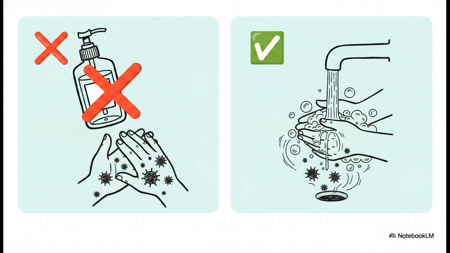Sorry. C. diff creates spores that absolutely survive alcohol-based gels. They'll literally just laugh at your hand sanitizer. The mandatory step here is good old-fashioned soap and water. Why? Mechanical removal. You are physically washing those spores right down the drain. Oh, and by the way, standard room cleaners, they don't work either. That room requires sporicidal bleach.